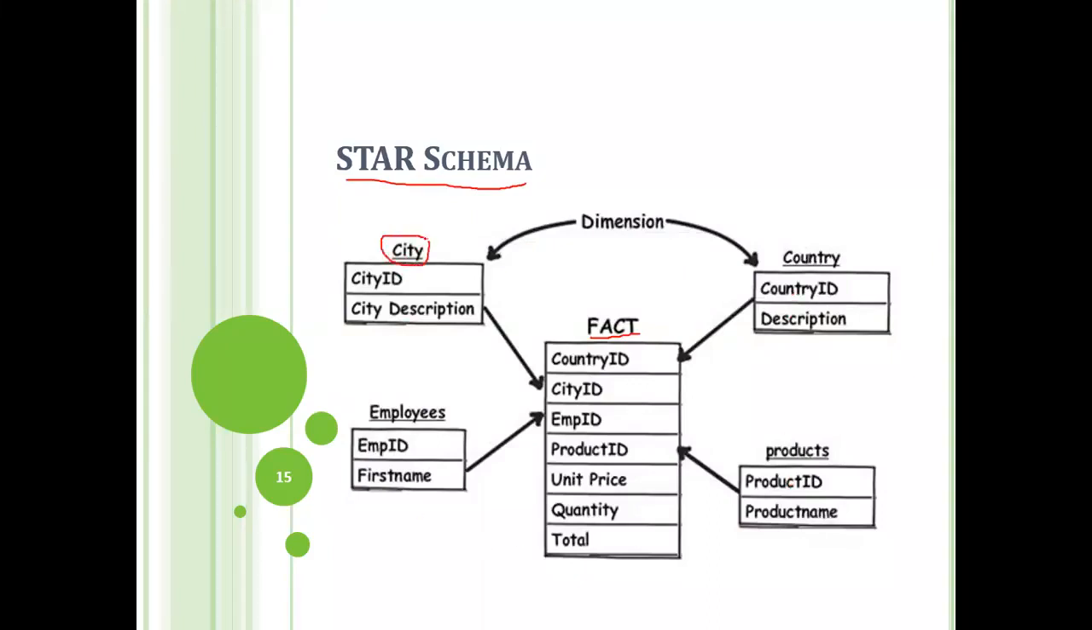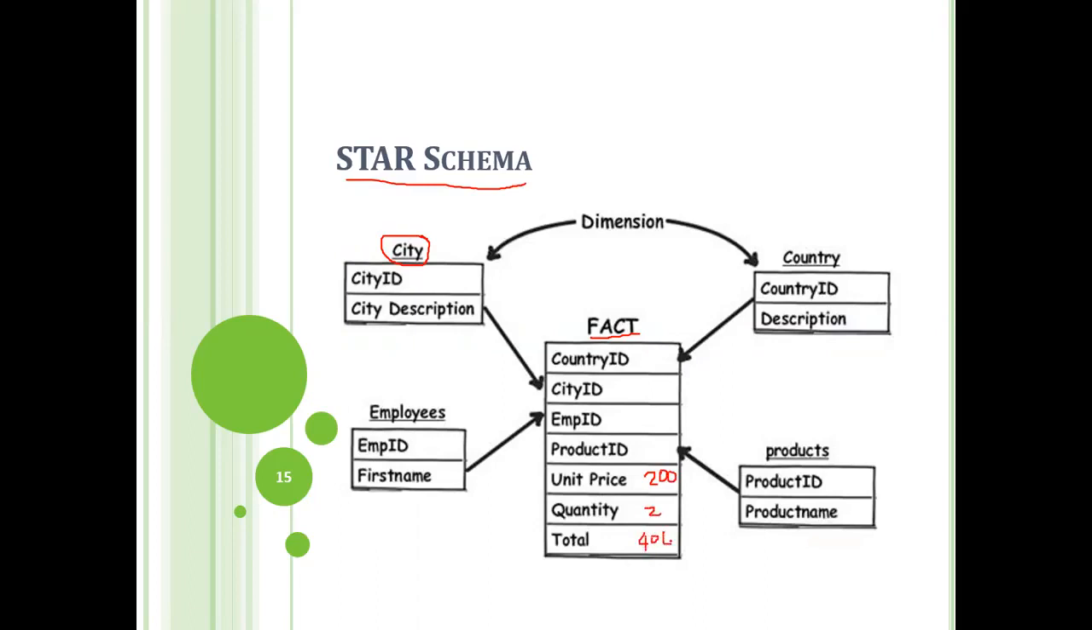We have the city table. So city ID, city description, all other remaining columns also will be there. Employee table, country table, products table. See, all these 4 tables are dimension tables. This is the fact table. So in this particular country, this particular city, this particular employee purchased this particular product. So 2 quantity he has purchased, 1 unit price is $200. Okay, so he has purchased 2 quantity and $400. That's what it will be maintained.